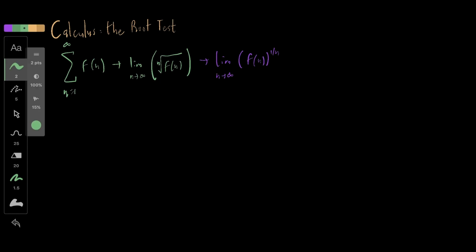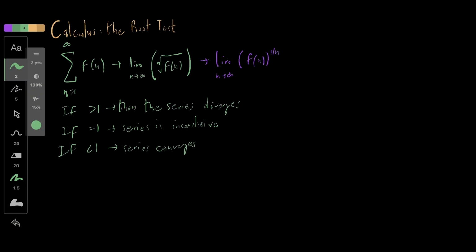The first condition is that if this is greater than 1, then the series diverges. If it is equal to 1, the test is inconclusive. And finally, if it is less than 1, the series converges. Now, this is actually a very good way to see if another type of series converges. If you have any guesses, feel free to leave them in the comments and explain why.